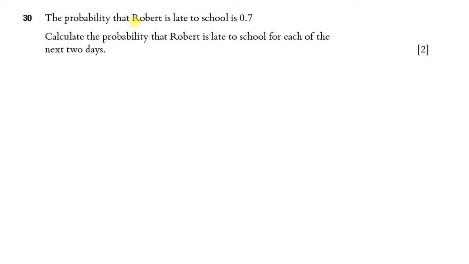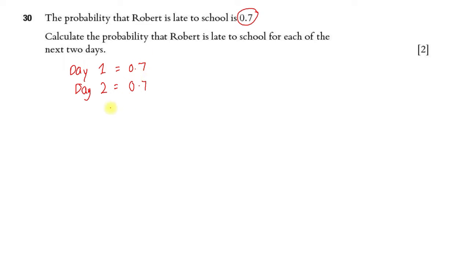The probability that Robert is late to school is 0.7. Calculate the probability that Robert is late to school for each of the next 2 days. So day 1, the probability of Robert being late on day 1 would be 0.7. And the probability of him being late on day 2 is also 0.7.